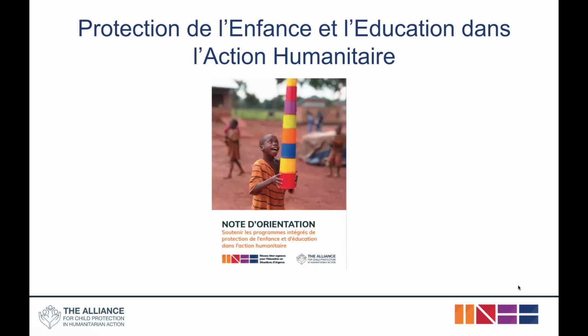These actors include government ministries, national and international NGOs, UN agencies, and donors. The situation in the DRC is clearly a protection crisis, which cannot be isolated from that of access to safe education.